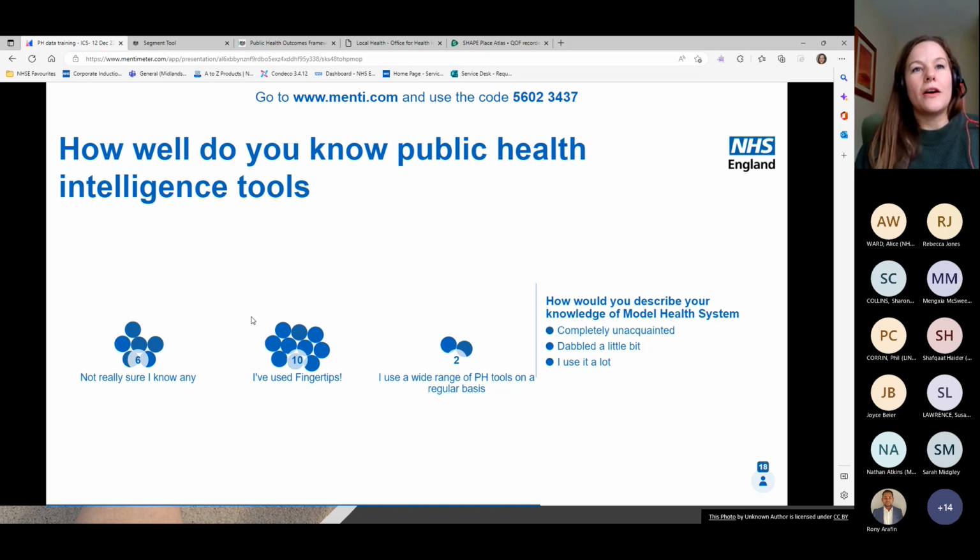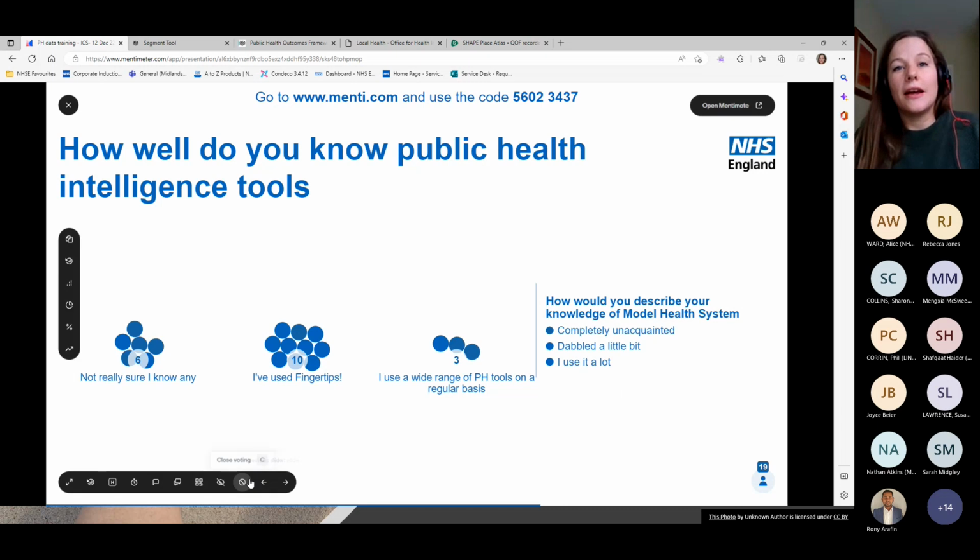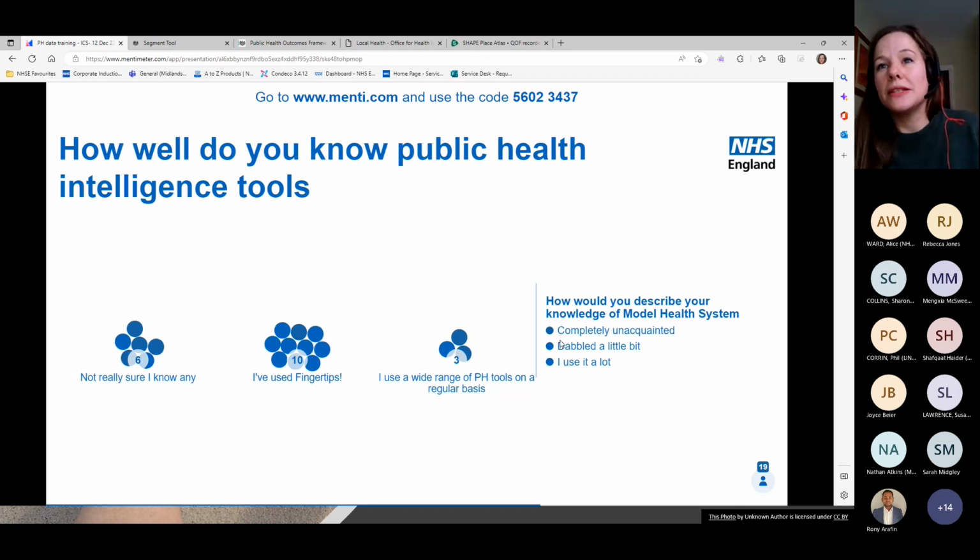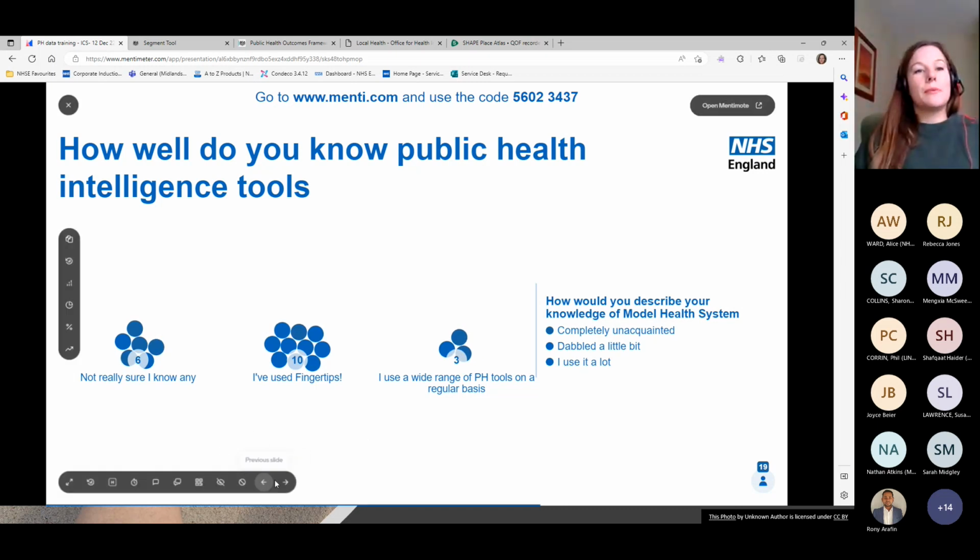Okay, so we've got a lot of people who've used Fingertips. A few of us who have not really looked at them at all, so that's good. And a few that have used a wide range of the public health tools on a regular basis as well. Unfortunately, I didn't know how to use segmentation, but maybe I can figure that out afterwards. Right, okay, that's brilliant. So that's really good to know.